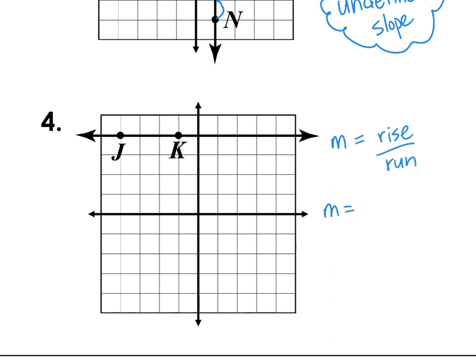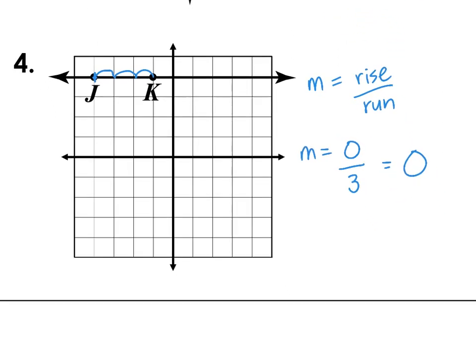So my rise, I'm going from J to K. I'm not going up or down. I'm staying on the same line. So that's going to be 0. I don't have to go up or down to be on this at the same level. Okay, but I do need to go right 1, 2, 3. Okay, that is going to be 0 because 0 over 3 is 0. 0 over anything is 0. And that means we have a 0 slope. Okay?